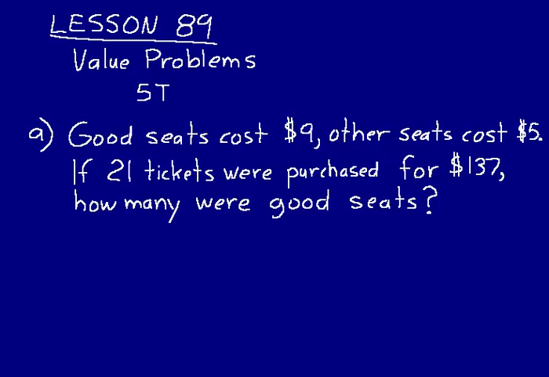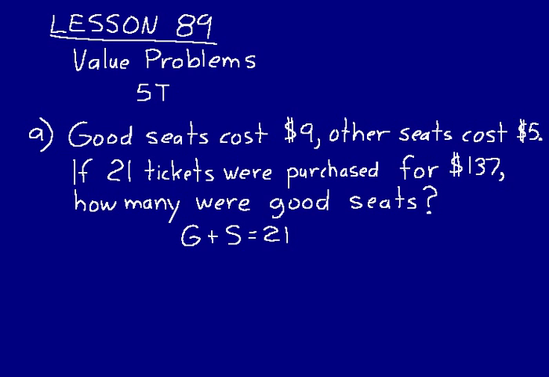So we set this up just like a coin problem, and we'll have two equations and two unknowns. One equation will deal with the value, the other with the quantity. Let's start with the quantity. We have 21 tickets that were purchased. So we could say G for good seats, and then we had other seats. O wouldn't be a good variable to use though, because that looks like a 0. So let's just call it S for seats. We have good seats and then just seats. The total of those was 21.